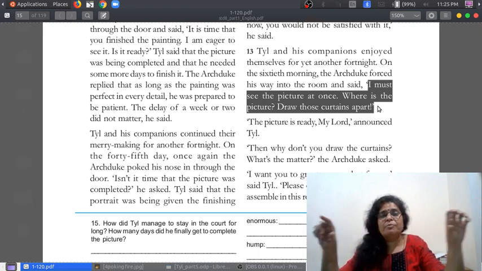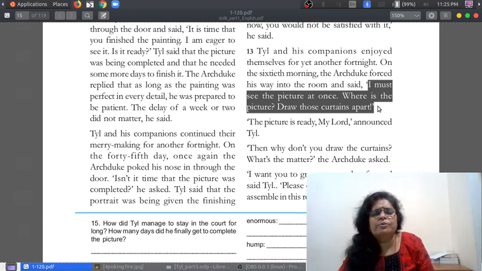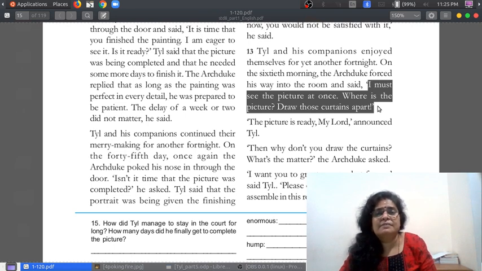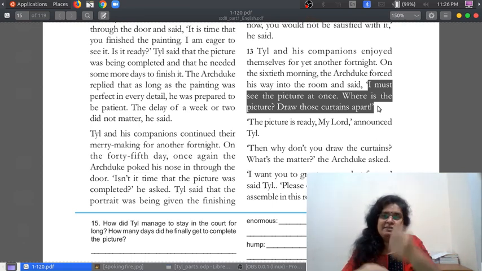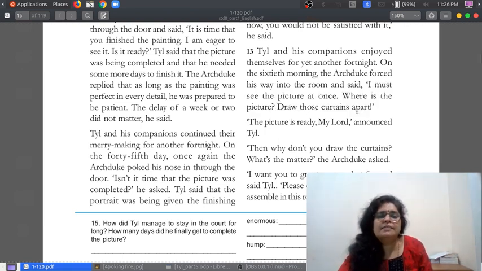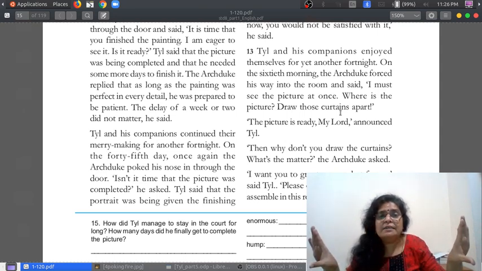Apart? What do you mean apart? Yes, remove the curtains. Draw. What do you mean draw? D-R-A-W. Draw. Drawing the picture. You know. And draw the water. What do you mean draw the water? Is it drawing the water on a canvas? No. Then, what does it mean? Draw the water means to pull water out, using a rope. Draw the water. Okay. Throw those curtains apart. What does it mean? Draw the curtains apart. Remove the curtains. What does it mean? Remove the curtains.